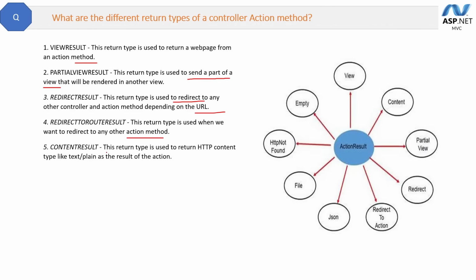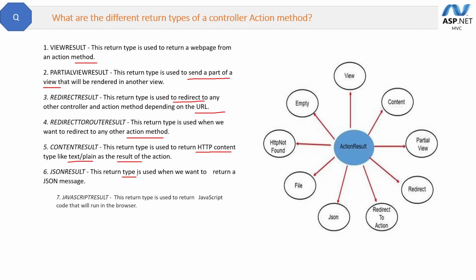Next is ContentResult. This return type is used to return HTTP content like plain text from the result of the action. So it will return text kind of thing from the action method. Next is JsonResult, and this is mostly used in web APIs when you are returning a result from the controller's action method in the form of a JSON string or JSON message. So that is JsonResult.